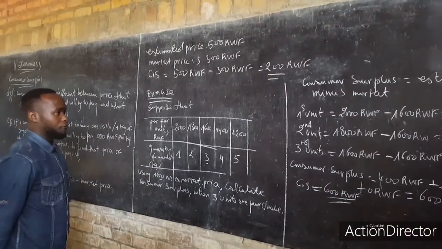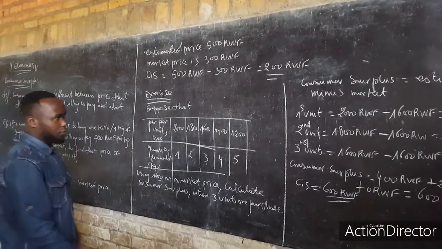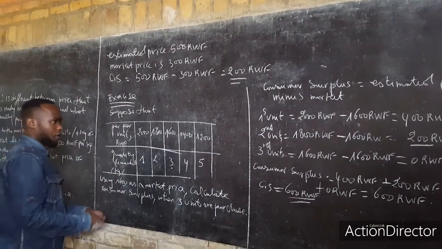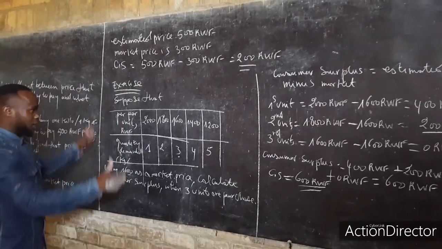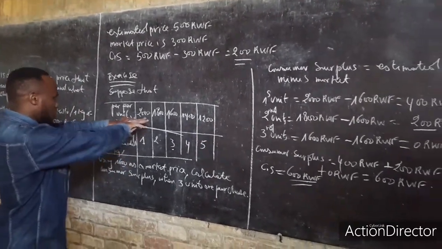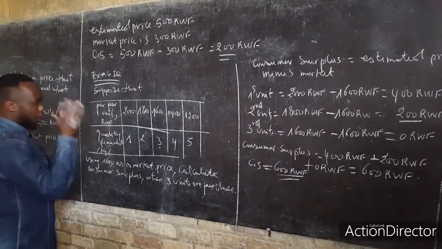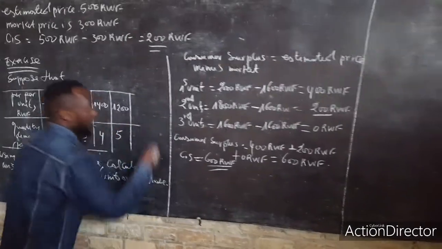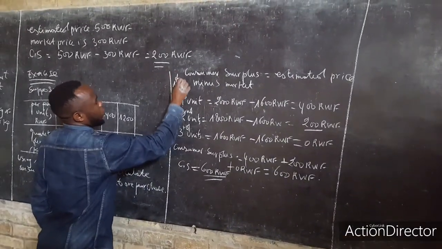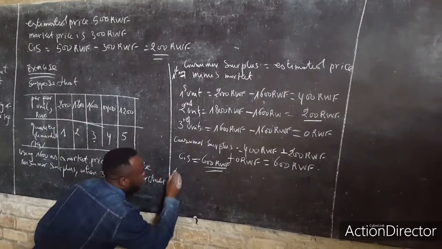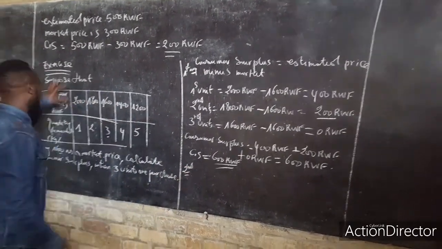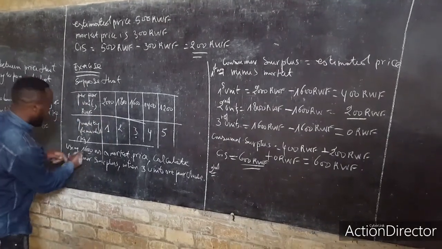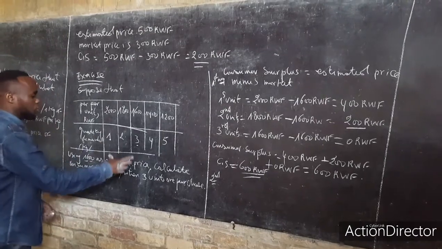Okay, there is another way of calculating consumer surplus. This is the first way, by finding the consumer surplus for each unit. Then we take the addition of all estimated price minus the market price. It is the second way. The second way for calculating consumer surplus, we may add up all estimated prices minus the market price times those units that are purchased.